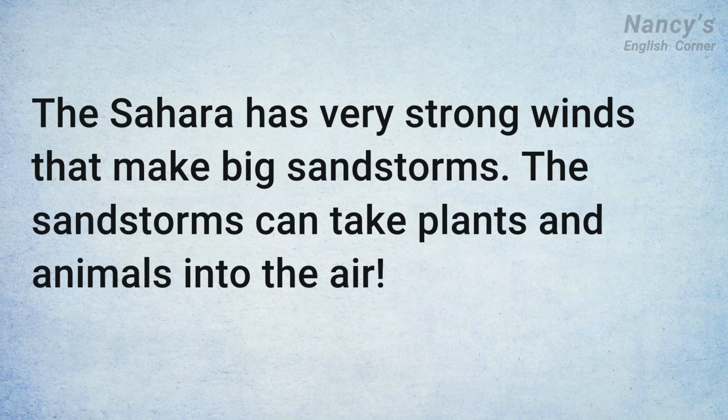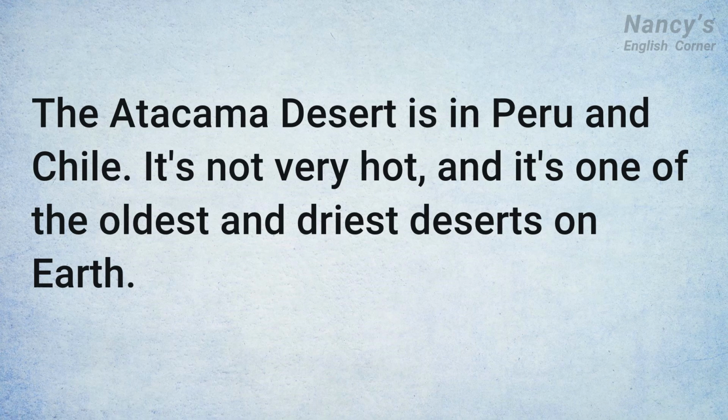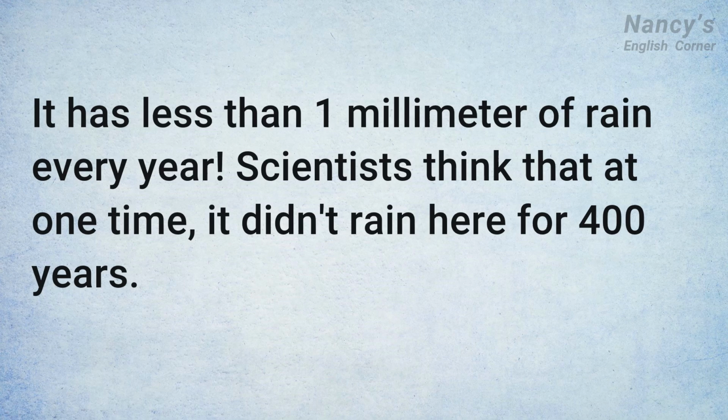The Sahara has very strong winds that make big sandstorms. The sandstorms can take plants and animals into the air. The Atacama Desert is in Peru and Chile. It's not very hot, and it's one of the oldest and driest deserts on Earth. It has less than 1 millimeter of rain every year. Scientists think that at one time it didn't rain here for 400 years.